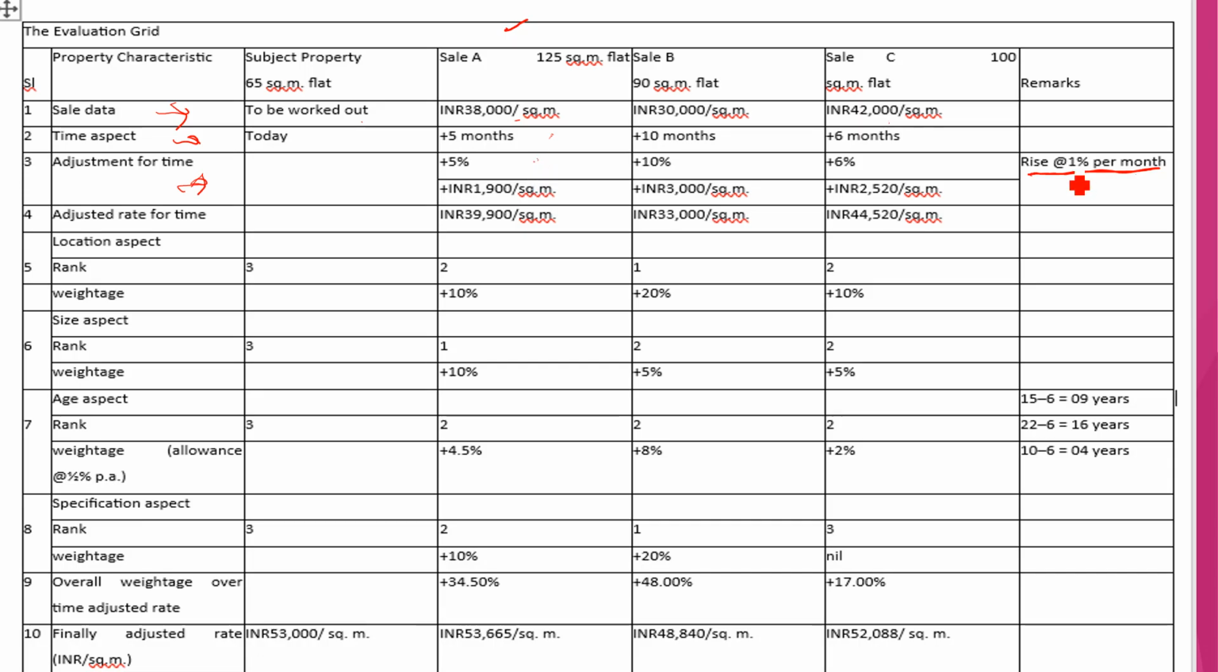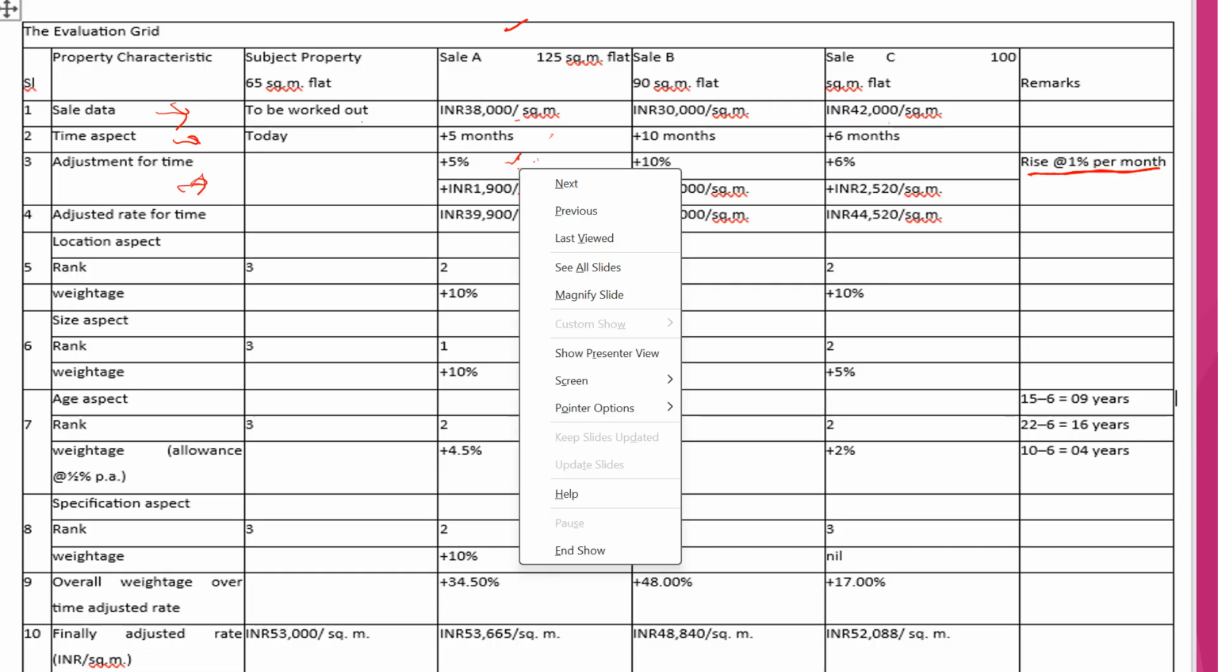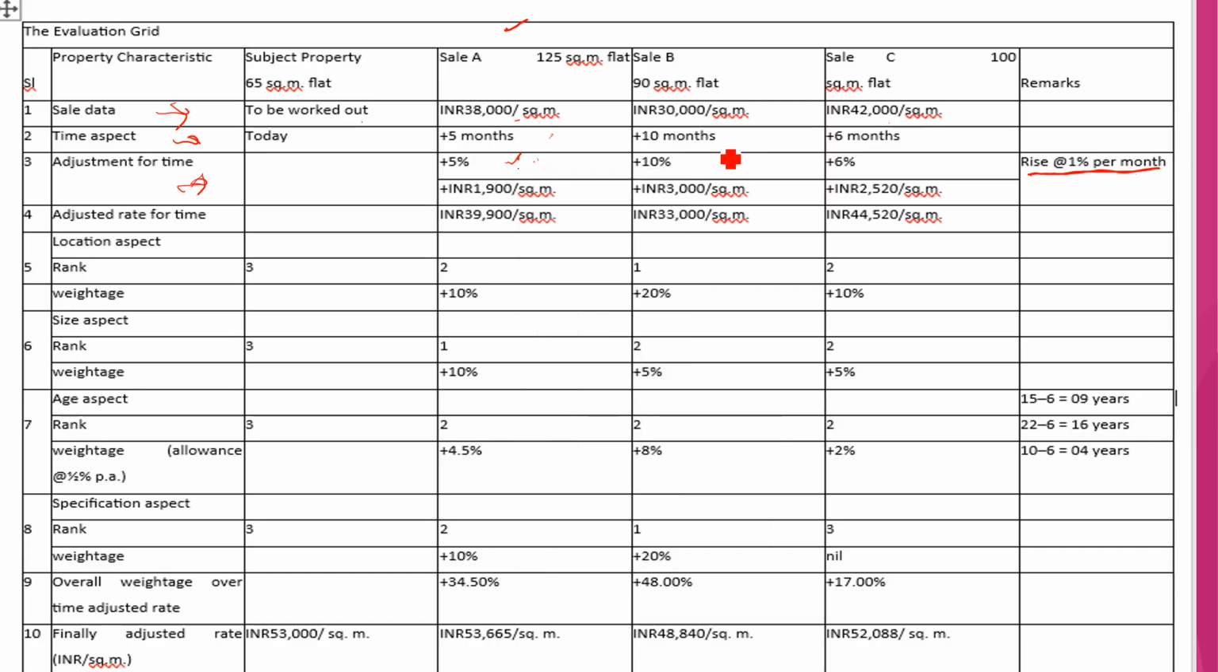we apply a weightage of plus 5%, because if this flat was sold as on today, it must have fetched 5% more value. So we apply plus 5% weightage. Here it was sold 10 months before, we apply plus 10%, and this was sold 6 months before, we apply plus 6% weightage. So the first thing is you have to apply adjustment for time. This is most important. First adjustment is to be done for the time.